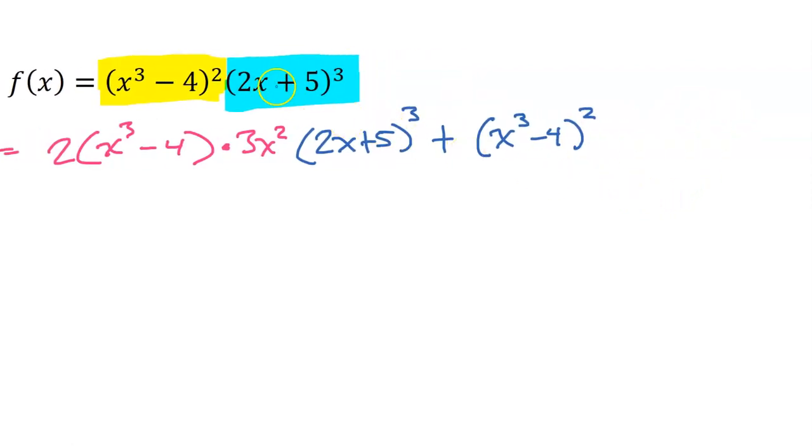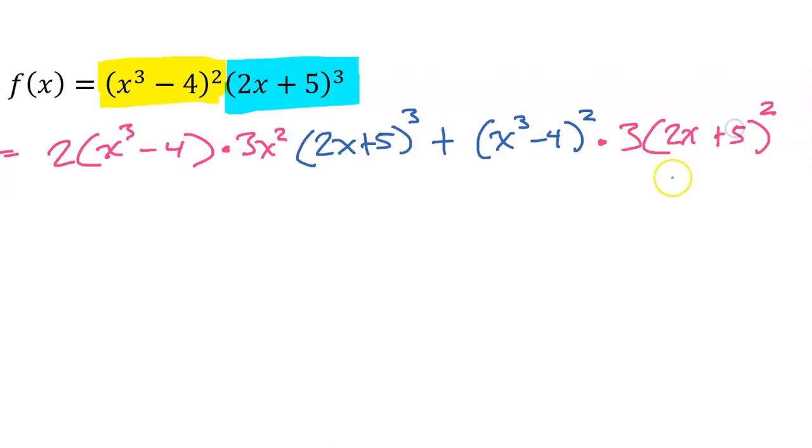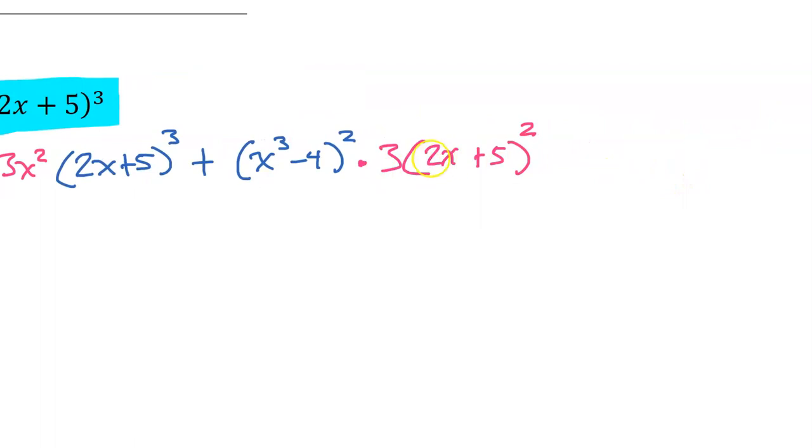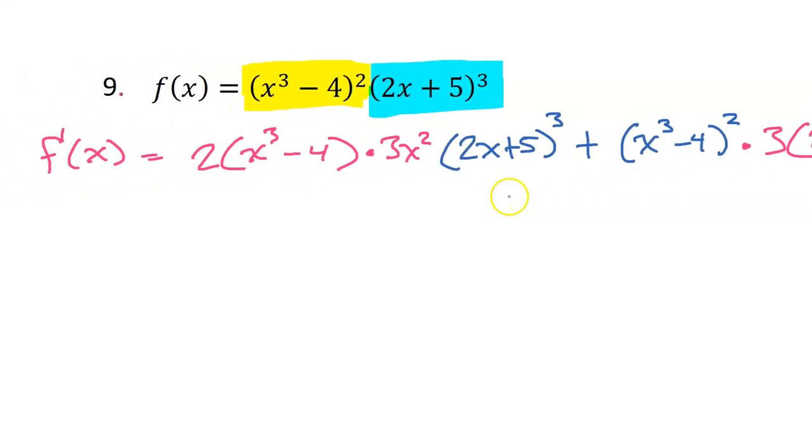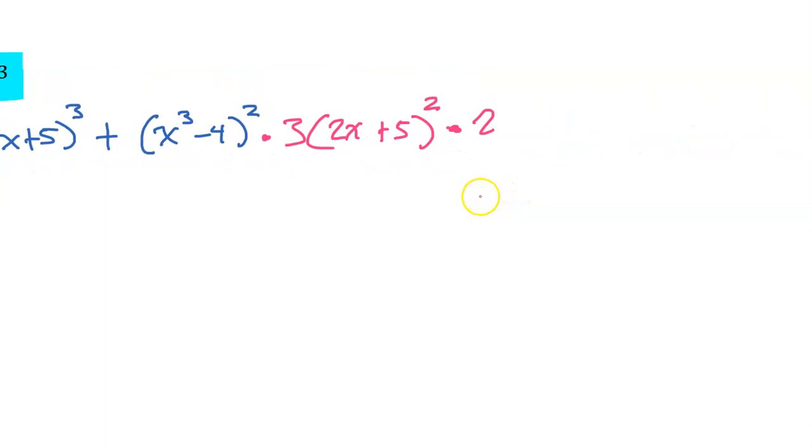And now I take the derivative of the second factor. So taking the derivative of the outer function, I'm going to put the 3 in the front, reduce this power by 1. So that is squared. And I have 2x plus 5. But the chain rule demands that I multiply by the derivative of the inner function. The derivative of 2x plus 5 is 2. So I multiply by 2. Alright, so really this whole thing is an expression of the derivative.